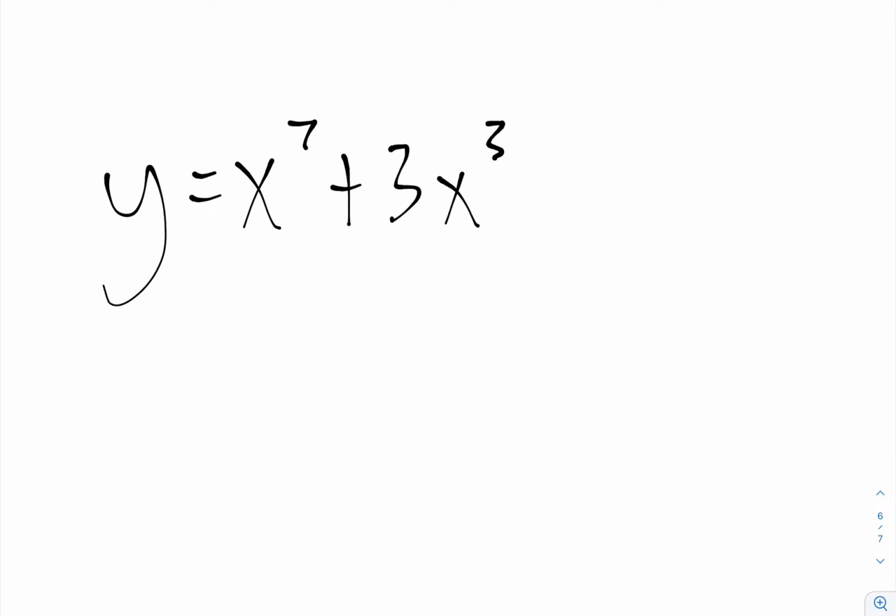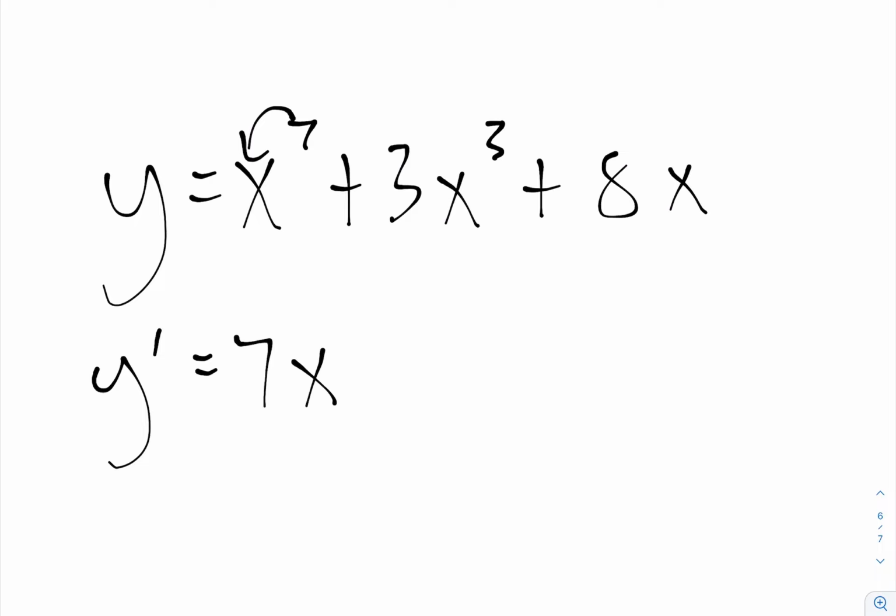Let's try y equals x to the 7th plus 3x to the 3rd plus 8x. Well, if we're finding y prime, we bring the 7 out front. So it's going to be 7x, reduce the 7 by 1, so that's to the 6th, plus, bring this 3 out front, multiply it by the coefficient that's already there. So 9, reduce this exponent of 3 by 1, so 9x squared.